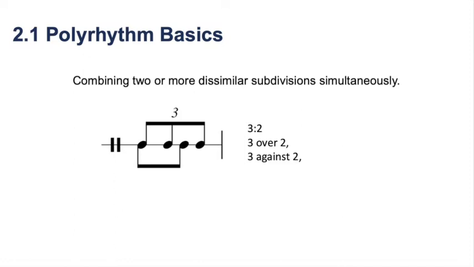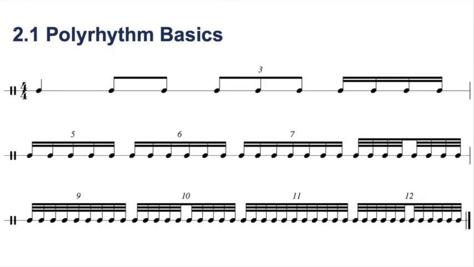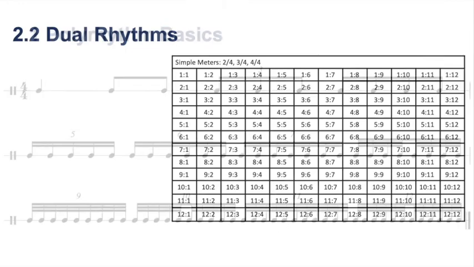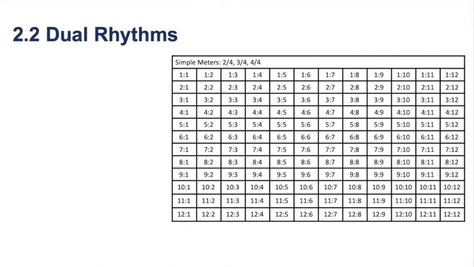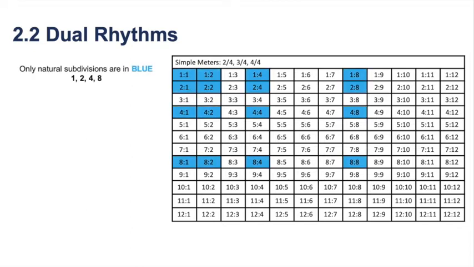To find the polyrhythms that best suit our needs, we will start by combining every one of our 12 subdivisions to one another to see what options are available. This is a table with every possible combination of 1 to 12. The first number of each option represents the upper or top subdivision, and the second number represents the bottom or lower subdivision. The options with only natural subdivisions are in blue.